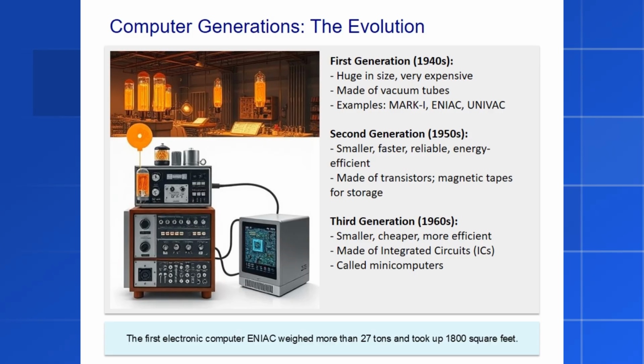Then came the third generation in the 1960s, revolutionized by the invention of ICs, integrated circuits, which allowed many transistors to be placed on a single chip, making computers even smaller, cheaper, and more efficient. These were sometimes called mini-computers. Here's a surprising fact. The ENIAC, one of the first electronic computers, was so huge it weighed over 27 tons and took up a space as big as 1,800 square feet.